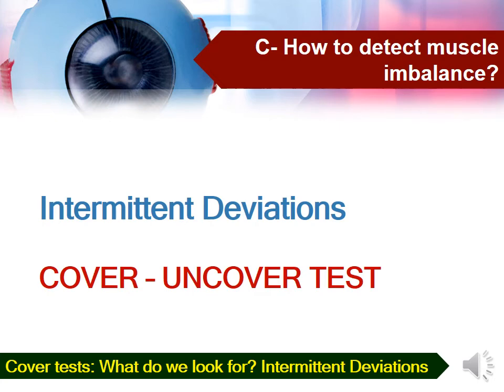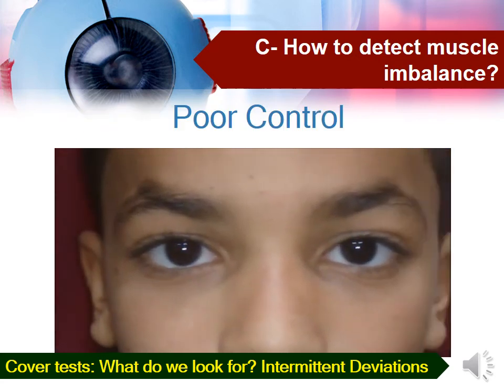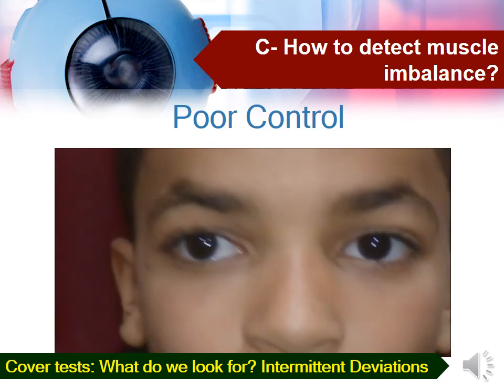Cover tests are also important in intermittent deviations, not only for identifying them, but also for determining the degree of control. Patients with intermittent deviation can be divided according to the degree of control into those with poor control, in which the eye deviates spontaneously without cover test, and those with fair and good control, in which the eye deviates only after cover. In patients with poor control, the eye deviates spontaneously without needing to cover the eye.